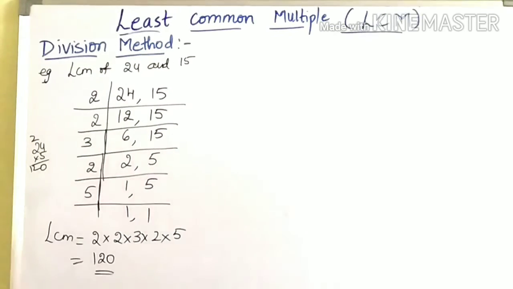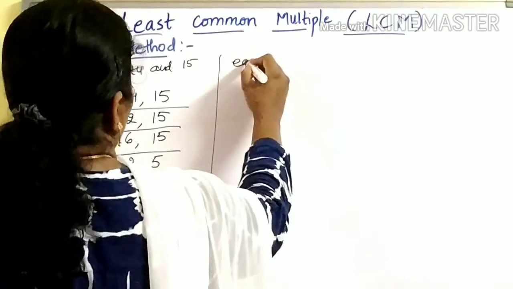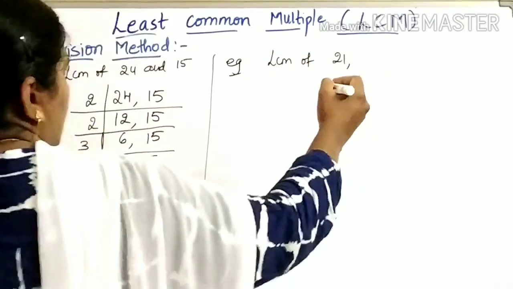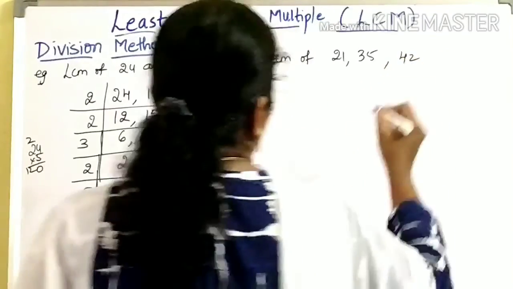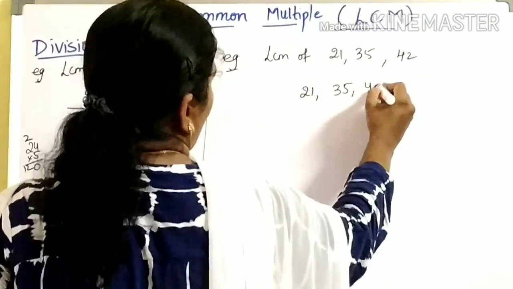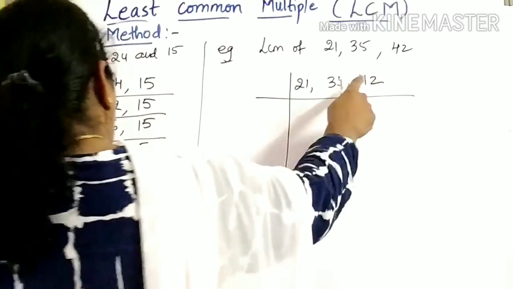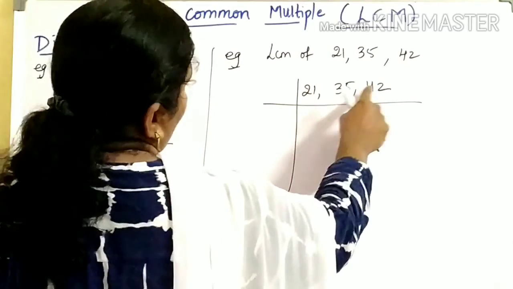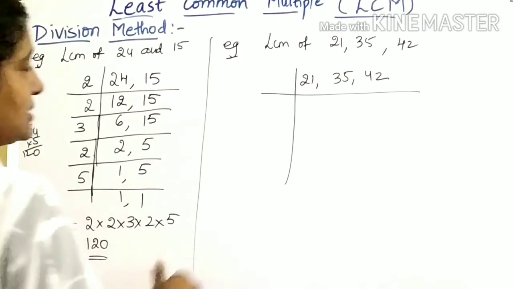Now one more example I am going to take. LCM of 21, 35 and 42. Arrange these numbers in one row: 21, 35 and 42. Now, you can take the smallest prime number 2. 42 is divisible by 2. You can take 2, or you can check that 21, 35 and 42 are divisible by 7. So 7 is also a prime number. You can take 7 directly also, children.